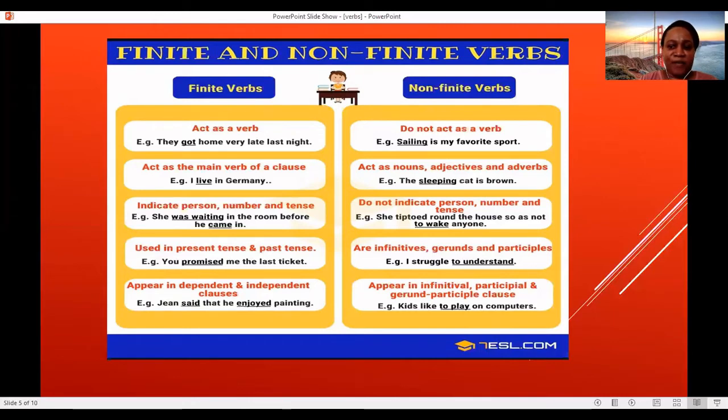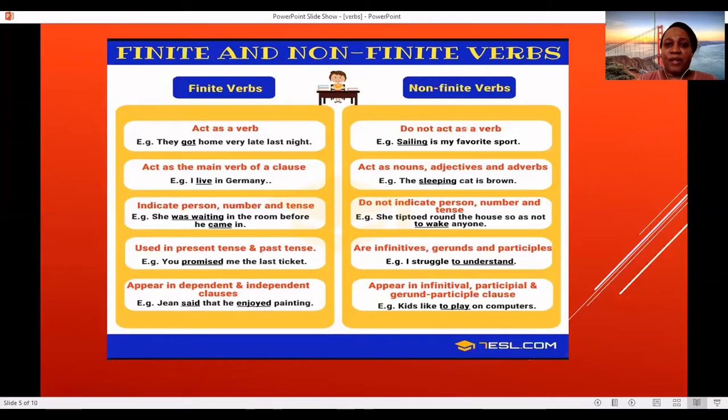Which cat are we referring to? The sleeping one, which is now our adjective. So it is different, it's not the same as on the finite side. Non-finite verb, finite verb. On the next level, example number 3, a finite verb indicates a person, number, and tense. We have already seen that previously. For example, she was waiting in the room before he came in.